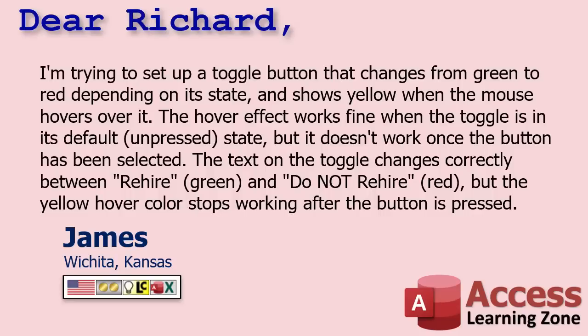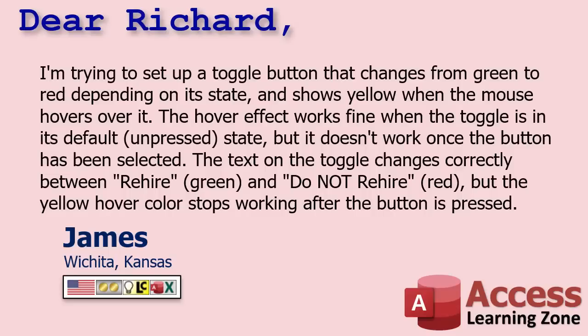Unfortunately, James, that's the default behavior of Microsoft Access. That's how toggle buttons behave. When you hover over them when they're unpressed, they'll go to that yellow color or whatever you set it to. When they're pressed down, hover stops working. Why? I don't know. This is something that the Access team should probably fix. But with a little VBA, we can fix it ourselves. It's a tiny little bit of work, but I'll show you how to make it happen.